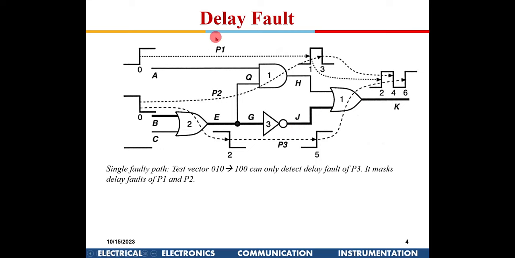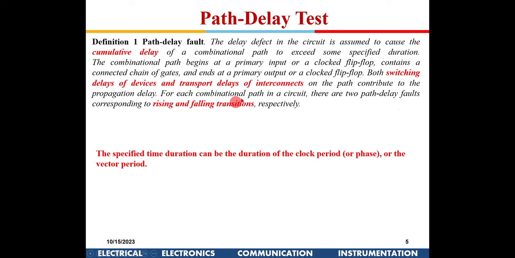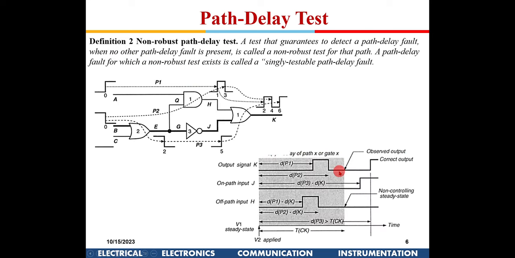When we are talking about a path delay, we say there are a total of 1, 2, 3, 4, 5 paths in the circuit, and in each path there could be a rising delay and a falling delay. So 5 into 2, so 10 test conditions are to be checked. For each of those 10 conditions, we are not trying to find out what the actual delay is. Within the specified time the exact output should be available. That is the aim.